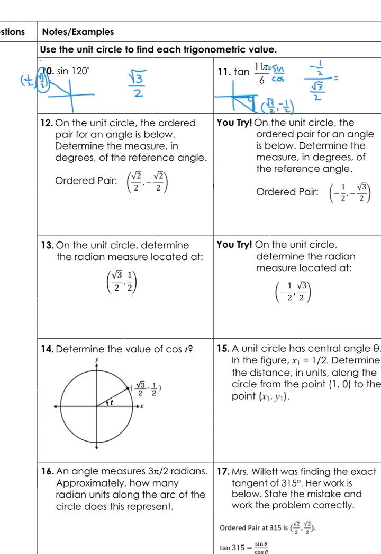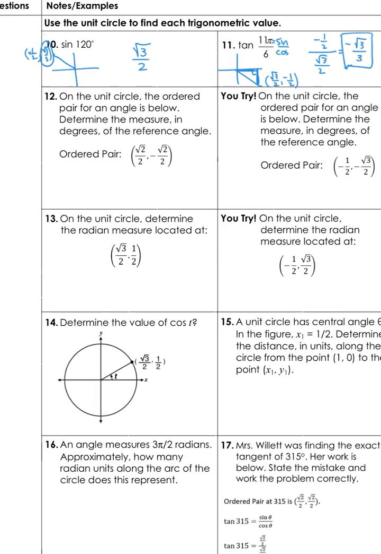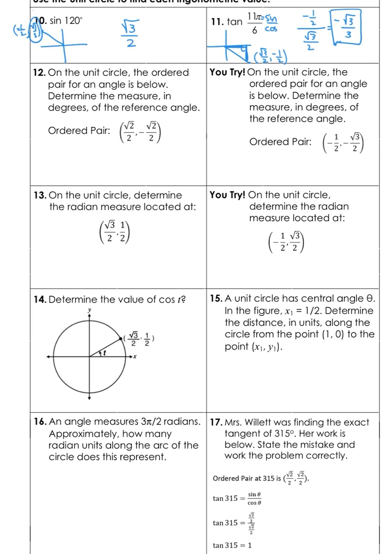And when I put that in my calculator and let my calculator do my work for me, it's going to tell me it's negative square root of 3 over 3. And we can get into the algebra later if you'd like to. All right, on the unit circle, the ordered pair for an angle is below.